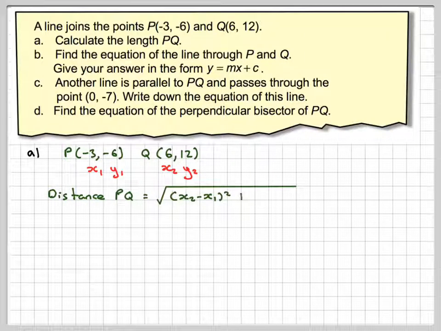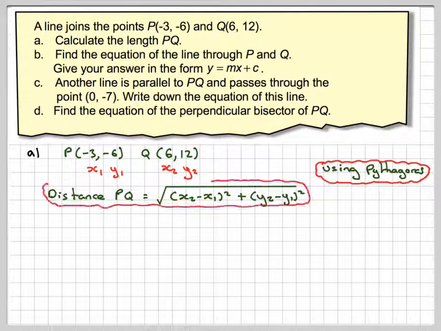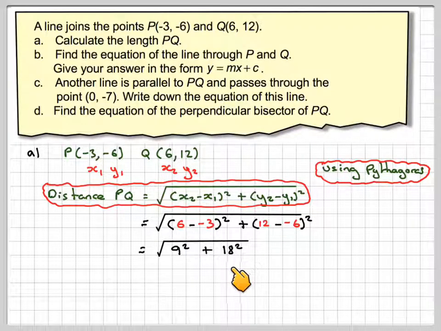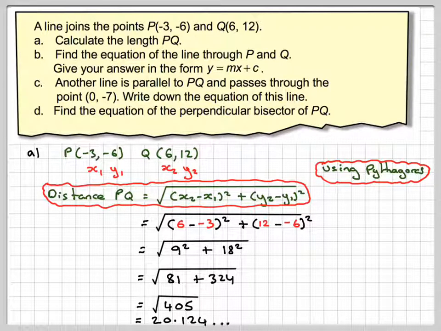The distance PQ is an application of Pythagoras' theorem, so you subtract the x coordinates and square them, and subtract the y coordinates and square them. So using Pythagoras' theorem, that's going to be x2, which is 6, be careful of signs, minus -3, all squared, and then y2, which is 12, minus -6, all squared. So that gives me 9 squared, be careful with the signs again, plus 18 squared, which is the square root of 81 plus 324, which is the square root of 405, which gives me 20.124. Therefore PQ will be 20.1 to 3 significant figures.